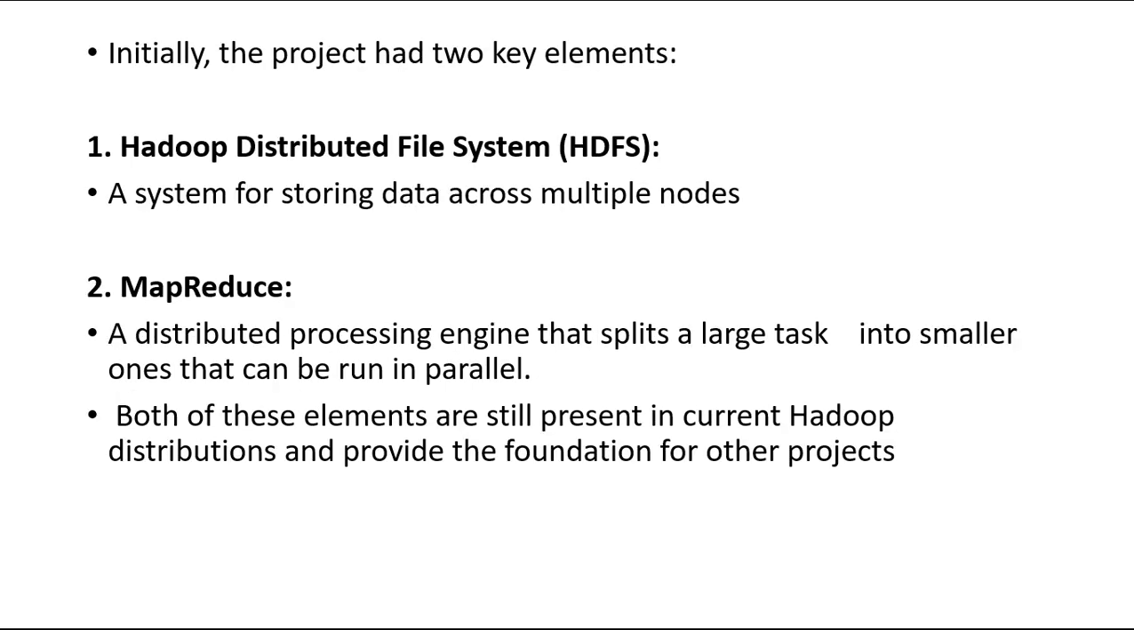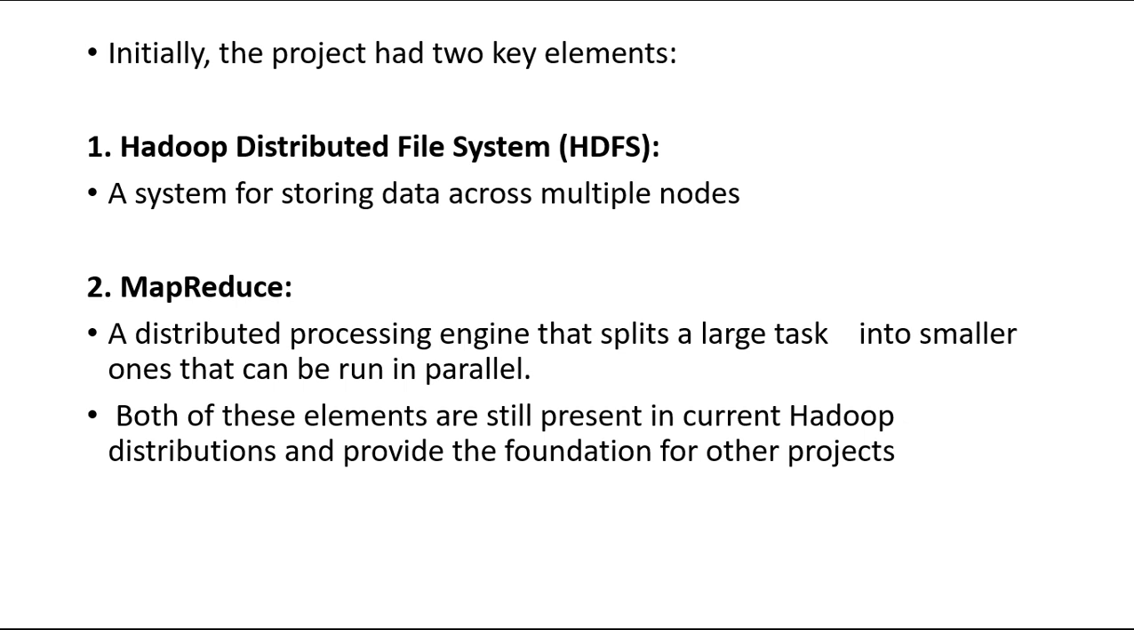Initially, the project had two key elements. Means Hadoop has two key elements. First one is the HDFS. That is nothing but Hadoop Distributed File System, a system for storing data across multiple nodes. The HDFS contains a file system that stores data across many computers. Means HDFS is used to contain the data from different sources, different computers.